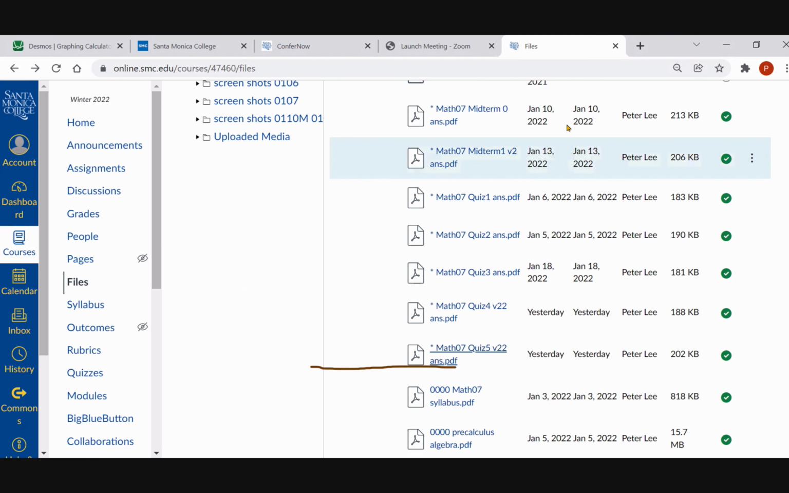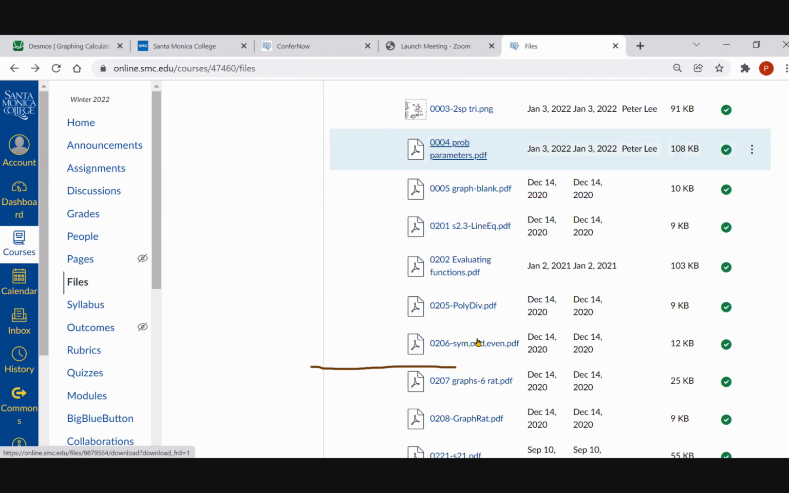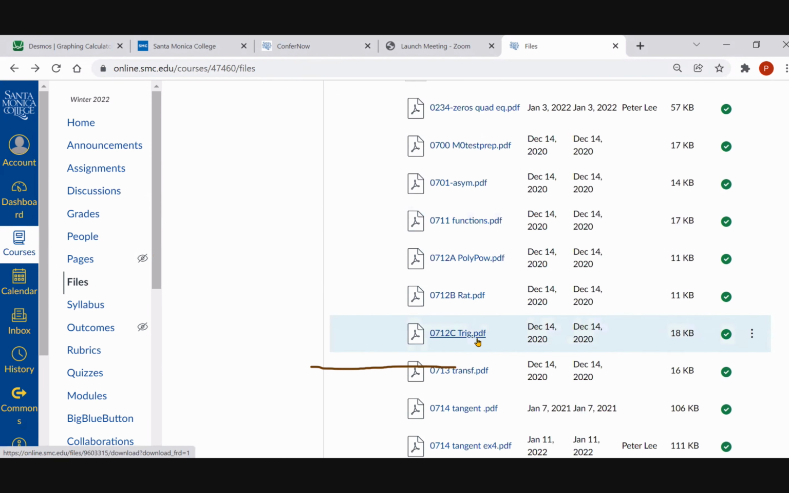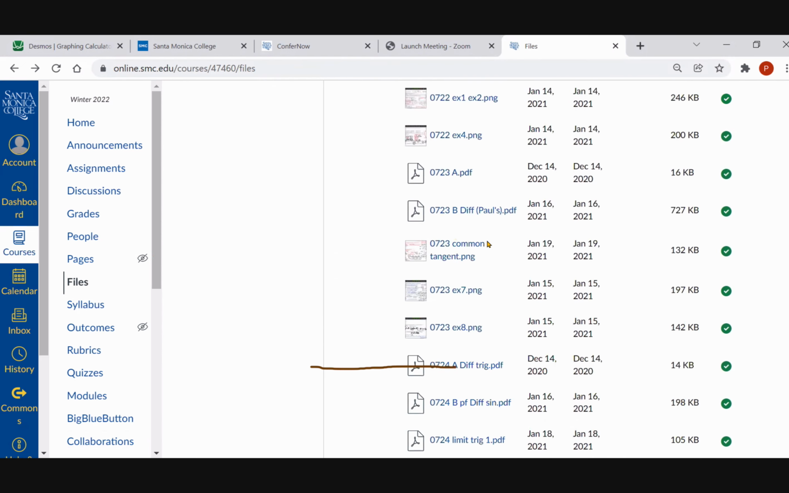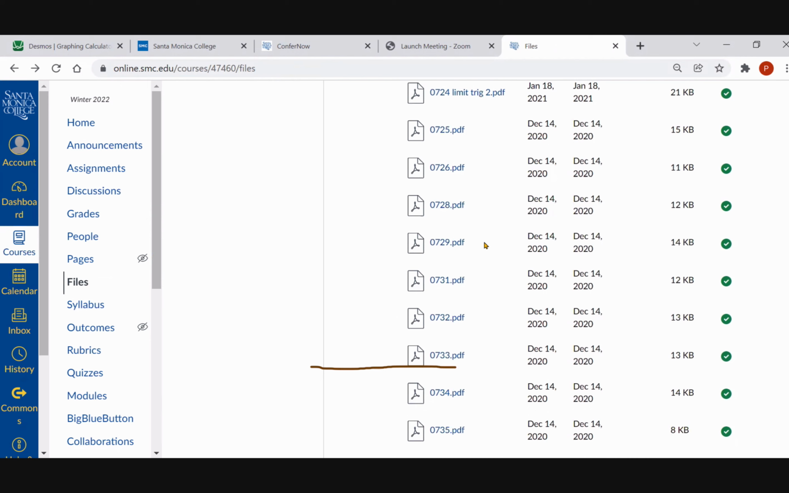Okay, so that's that. Now what I would like to do is move on to section 2.8. Section 2.8, let's do it.